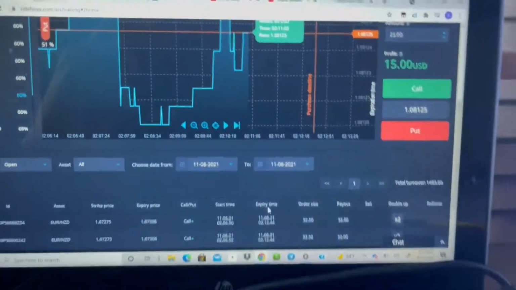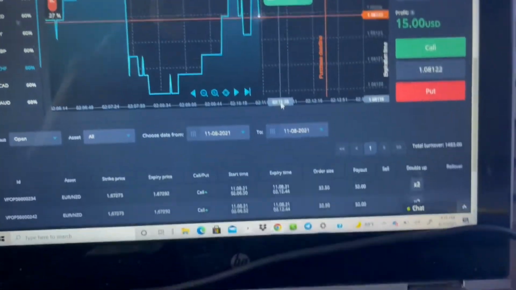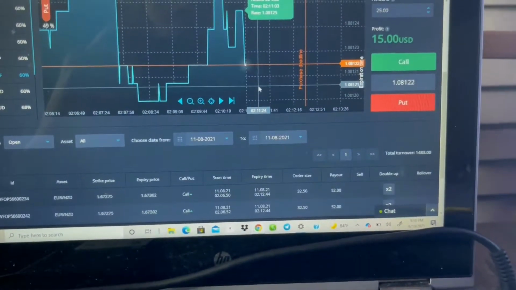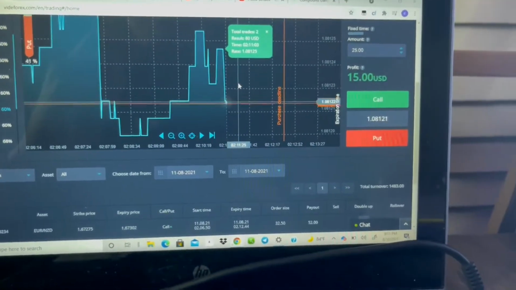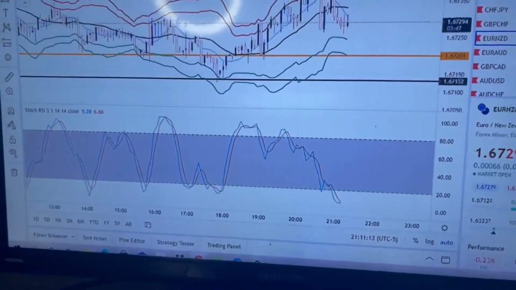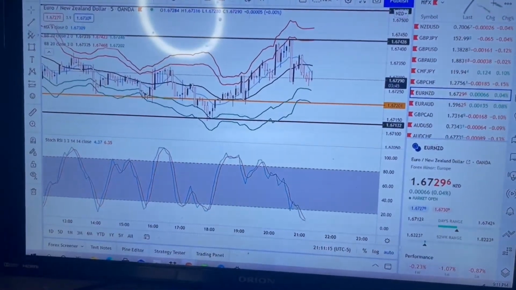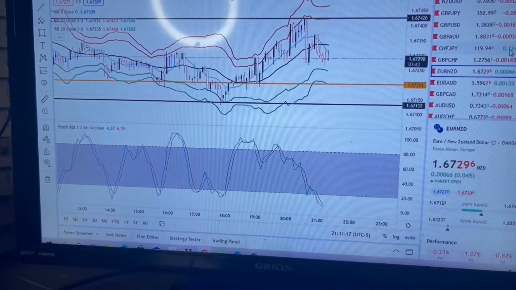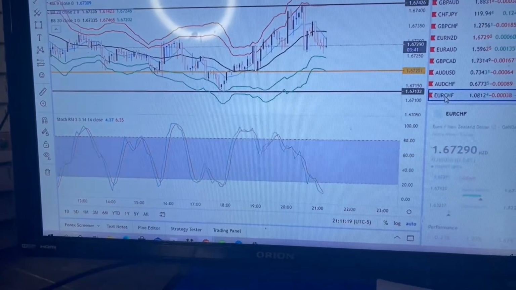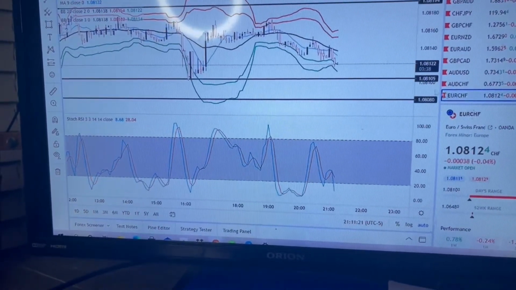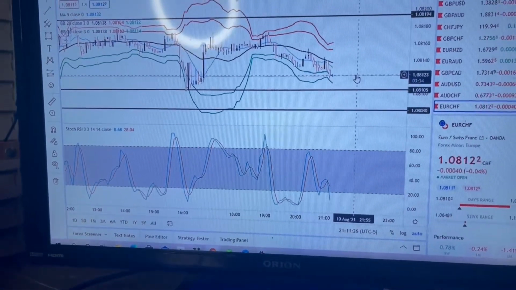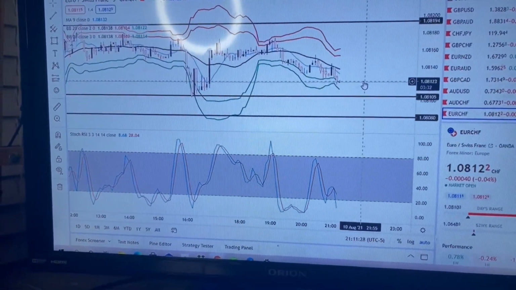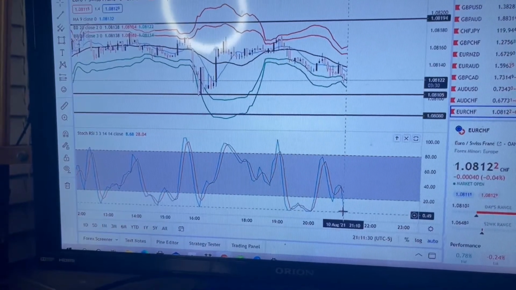All right, so as you guys can see, we just cleared this trade on Euro CHF, making $80 total for this trade. Now let me show you guys the setup. So this is Euro NZD. Let me go to Euro CHF. Okay, so this was the setup for Euro CHF. As you guys can see, it came right down to the Bollinger Bands and it's in an oversold area.